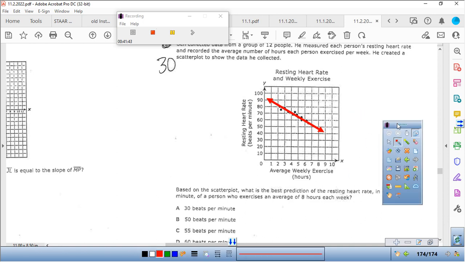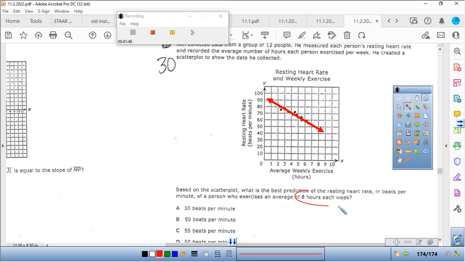Okay, so you don't have to read the whole question. Just look for the number, 8 hours each week. Where's 8 hours? Resting heart rate is the beats per minute of a person who exercises 8 hours a week, average weekly exercise. So 8 hours here. This is resting. This is the working out number of a person.